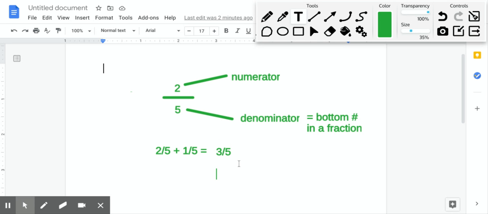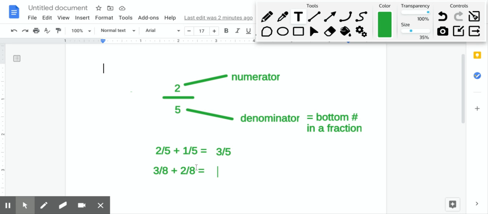Let's do another example. Let's say I have 3 over 8, and I want to add 2 over 8. What would that be? Now, it's the same thing, so as long as we have two denominators that are the same and we're adding those fractions together, you don't actually have to change the bottom sign, the denominator. You just have to add the two numerators.